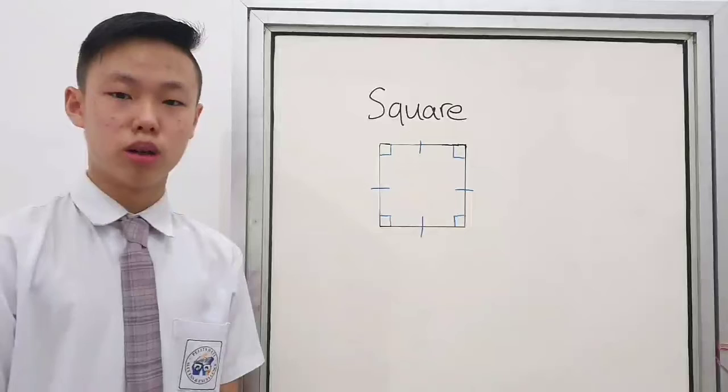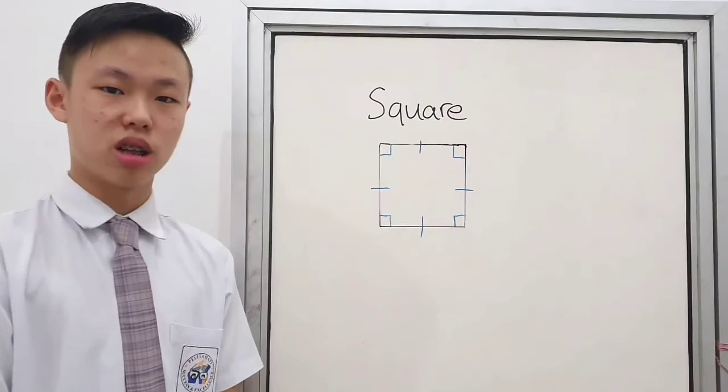So that was my explanation about triangles. Remember, the sum of the angles of a triangle is 180 degrees, and the exterior angles of a triangle add up to 360 degrees. So that's all for my video. Bye! Today I'll tell you about quadrilaterals.